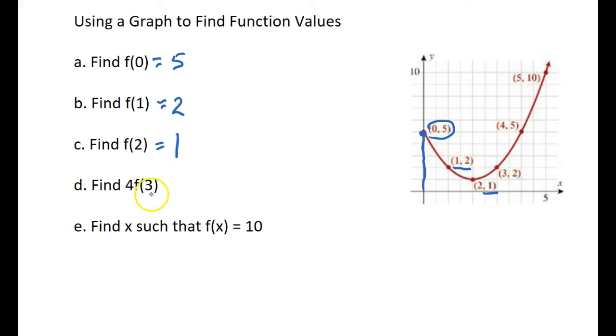How about 4 times f of 3? Okay, so f of 3 is 2, because that's what y is when x is 3. So that's going to be 4 times 2, which is 8. Now let's go in the opposite direction. Find x such that f of x equals 10. So in other words, what is the x value when the y value is 10? So I go up here to where y is 10, and I get my x value is 5.